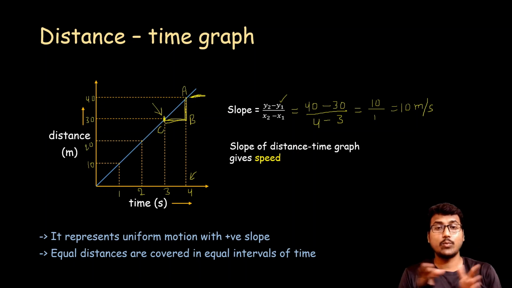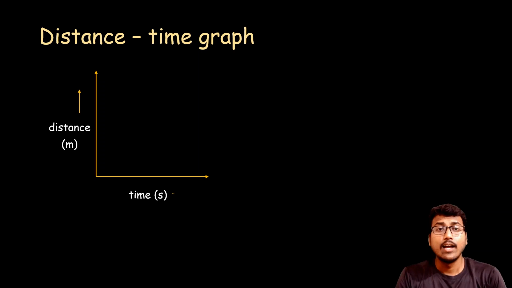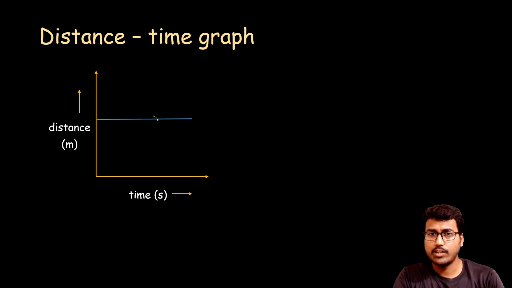Next, it covers equal distances in equal intervals of time. So we have already discussed it. Next, we'll go to another graph, which is showing the same kind of distance and time, along the x axis and y axis. Here, we have some object moving in a particular direction.